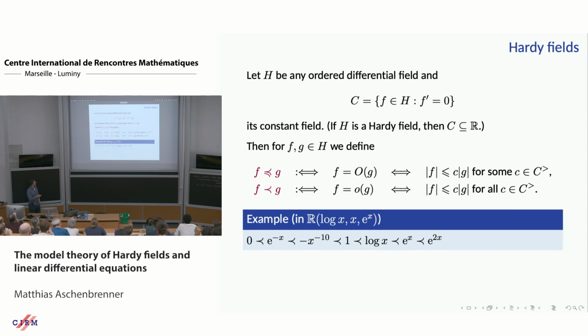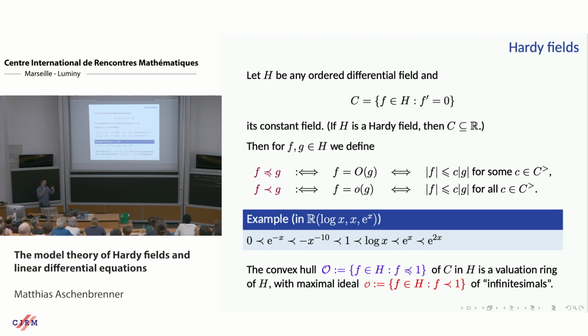Okay, now, here are some examples. Of course, lots of the limit behaviors of these various functions that we know from calculus, we can write down now using the dominance relation. So, for example, the logarithm goes slower than e to the x, and e to the x goes slower than e to the 2x, and so on.